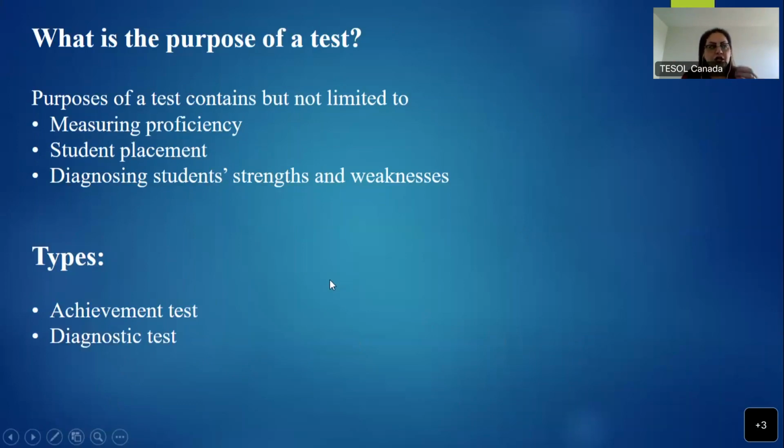Diagnostic test. You want to diagnose a student's strengths and weaknesses. You want to find why my students can't speak accurately. What's wrong? Is it the grammar? Is it the function? Not enough practice? The method of questions? So what's the problem? Or maybe they don't know enough vocabulary, or they are not very fluent in using different structures.